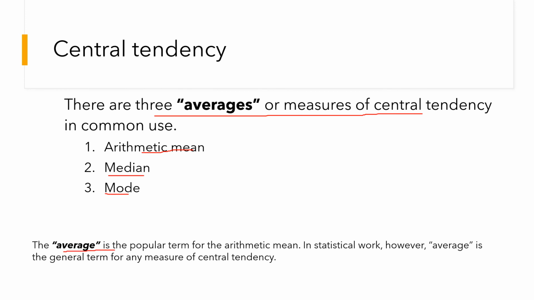One important thing: average is the popular term for arithmetical mean, but in statistical work, average is the general term for the measure of central tendency.